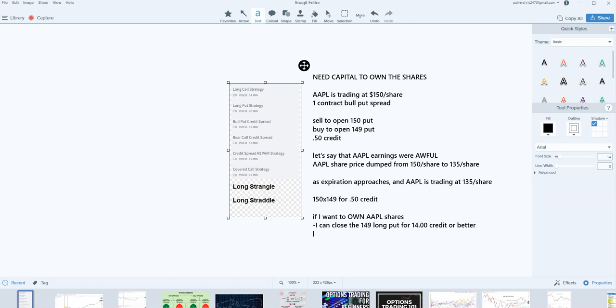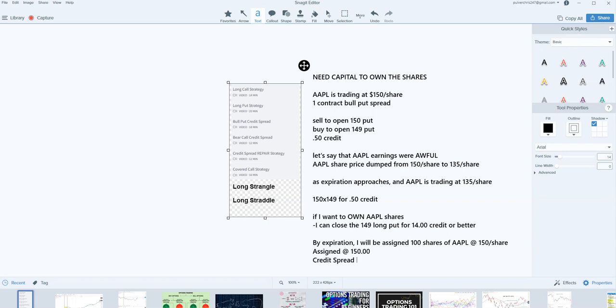Now, the way I calculate a break even is, by expiration, the broker is going to assign me, okay? By expiration, I will be assigned 100 shares of Apple. That's if I'm trading one contract, obviously. I'll be assigned 100 shares of Apple at $150 per share because that is my sell put level, right? So assigned at $150, okay?